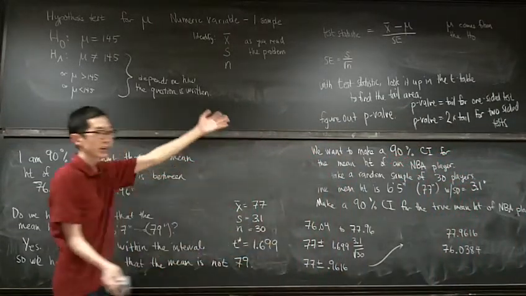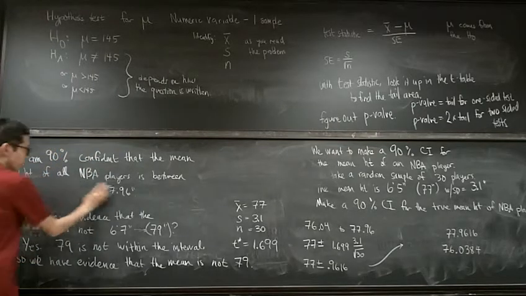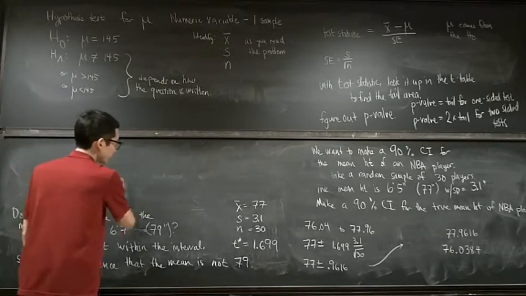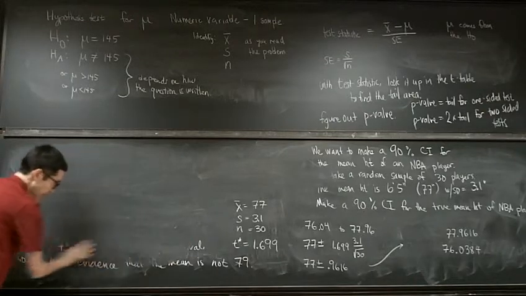Okay. Well, and then once you have your p-value, then you can choose to reject or not reject the null, right? By comparing it to alpha.